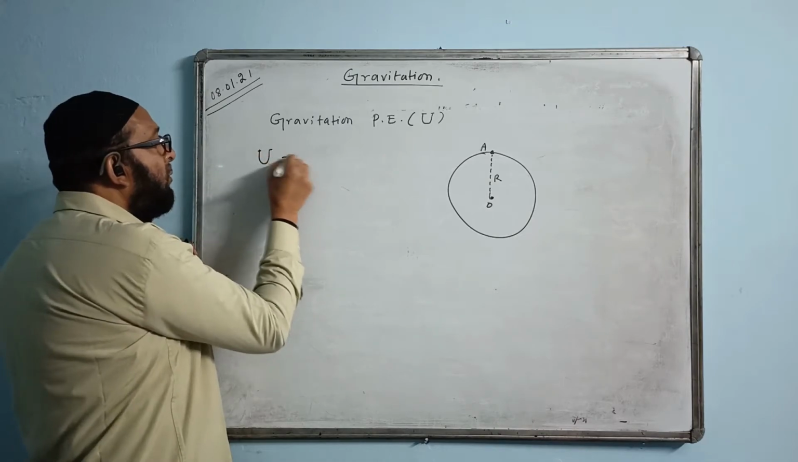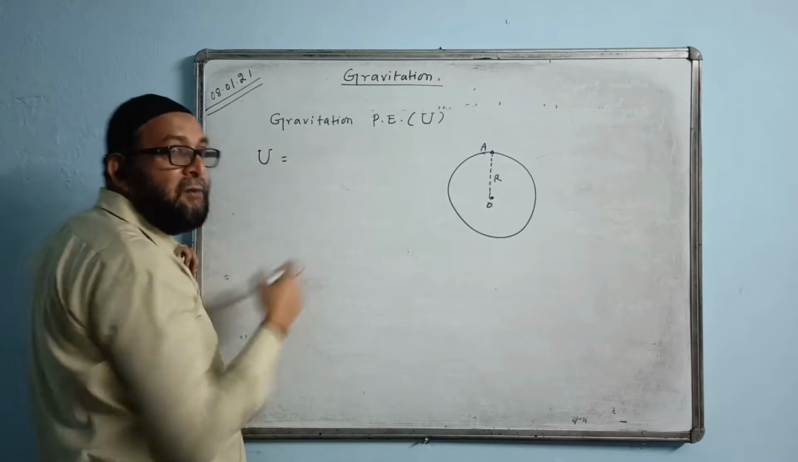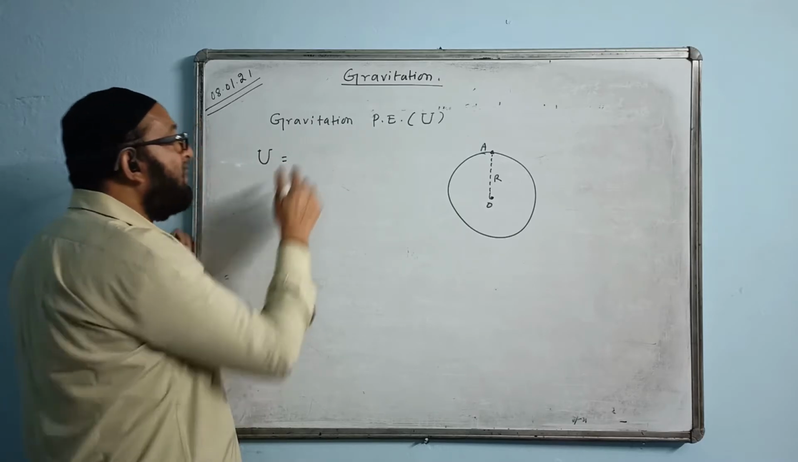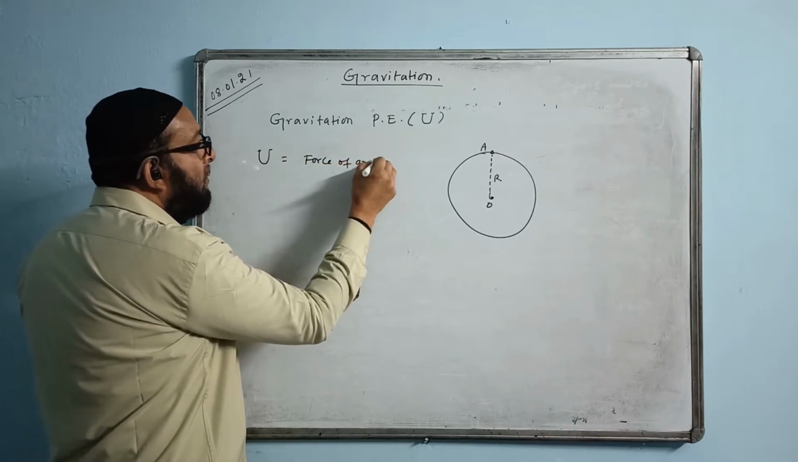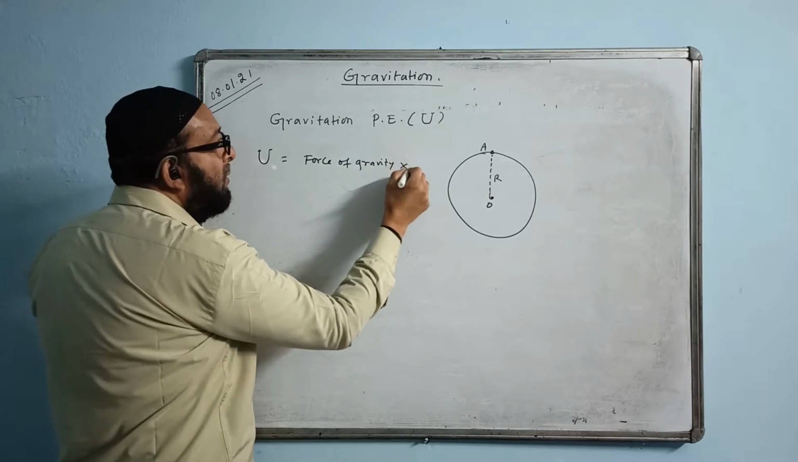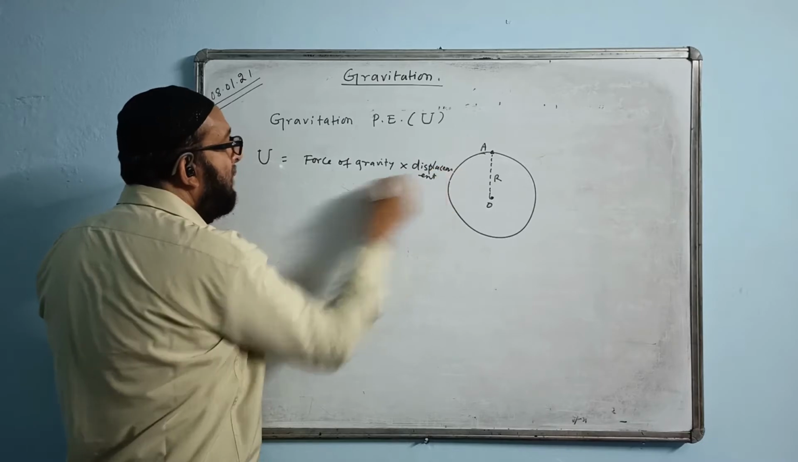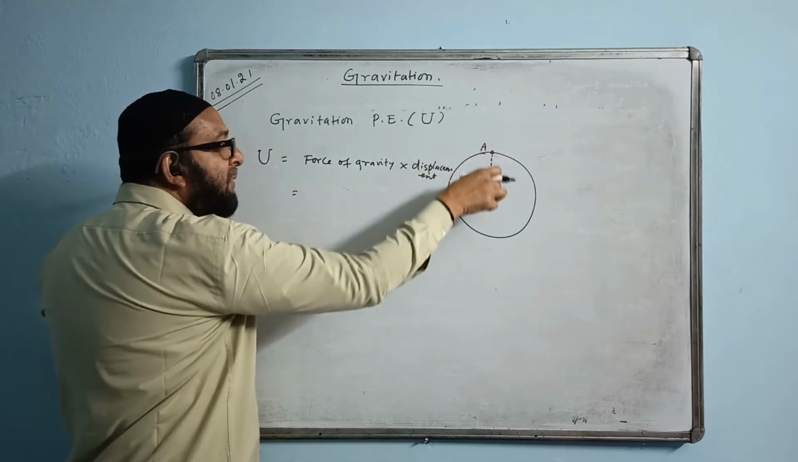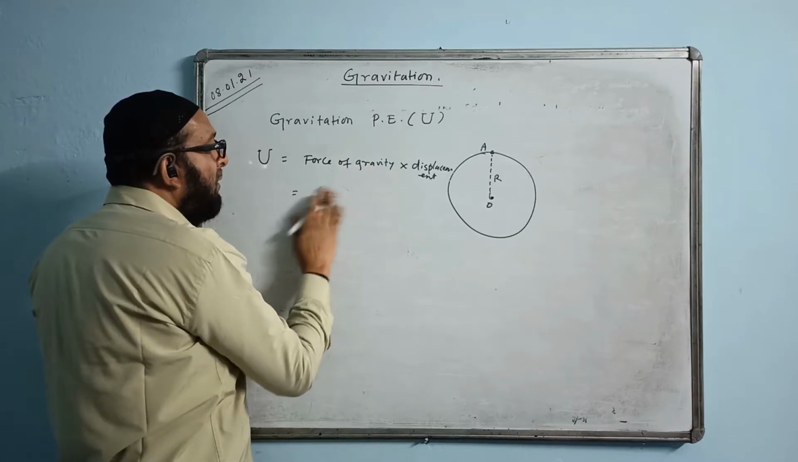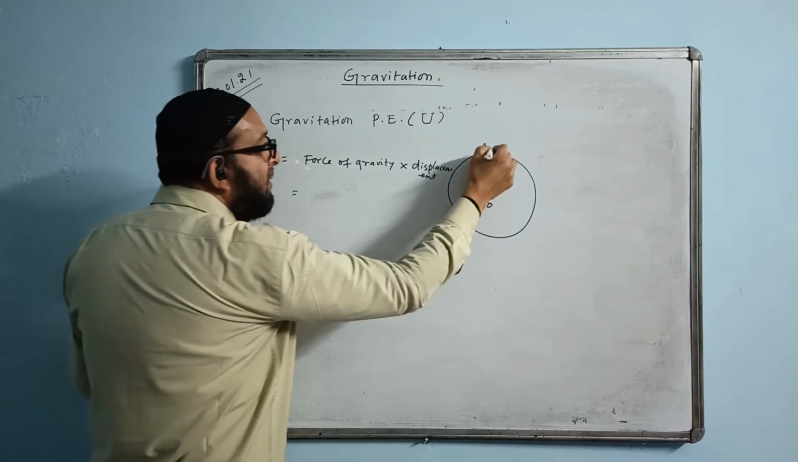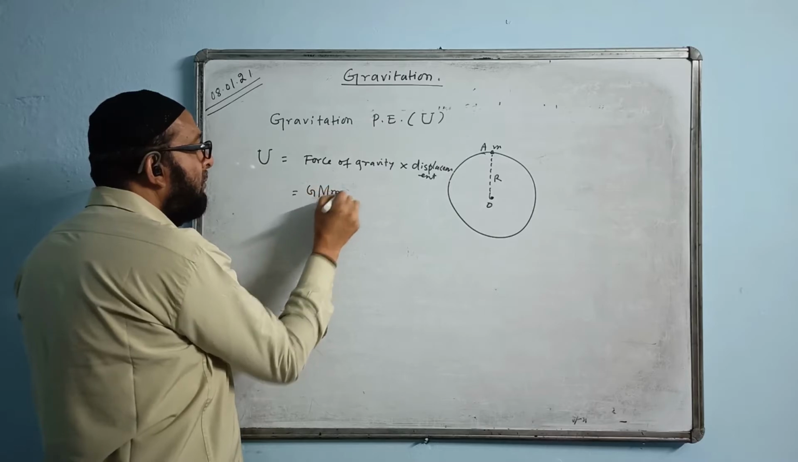That U is equal to, that is gravitational potential energy U is equal to, any kind of energy we measure by the work done capacity. We write here force of gravity into the displacement. Force of gravity is acted towards the center. That means that is called mg. There is force of gravitation between this mass and this mass. I take m. So the force of gravity formula I get here is GMm by R squared.